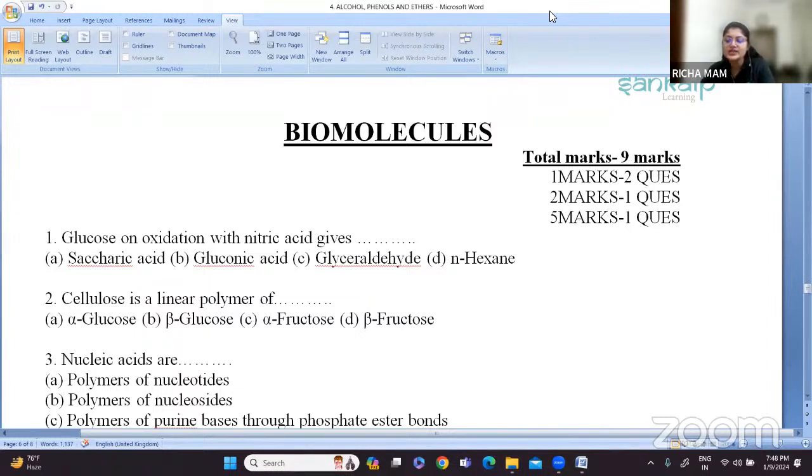Next one, which is the water soluble component of starch? Yes, Vedvati has answered it right. It is amylose. Yes, good. Then, which is a water insoluble component?